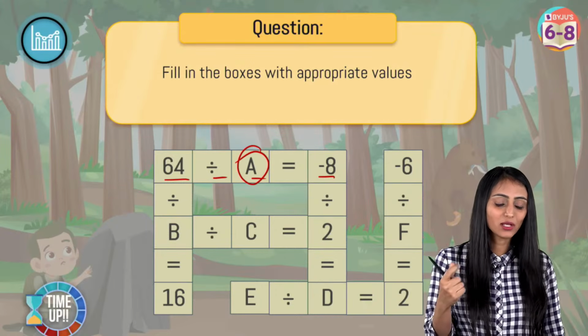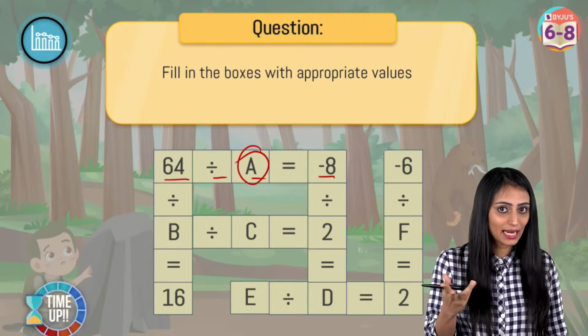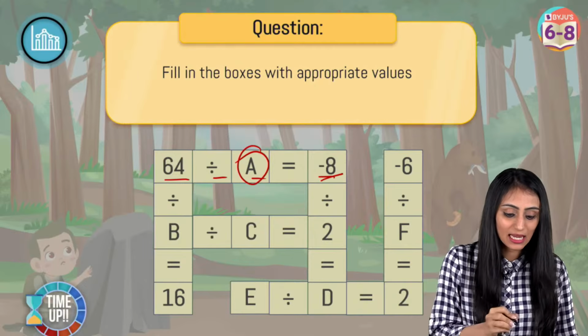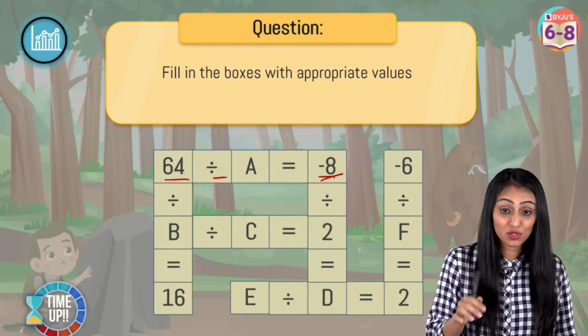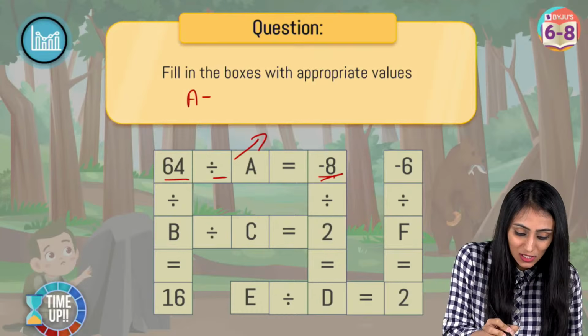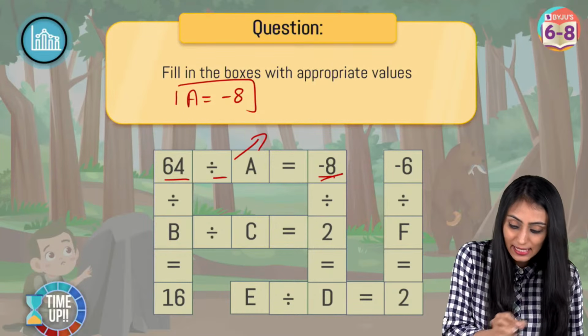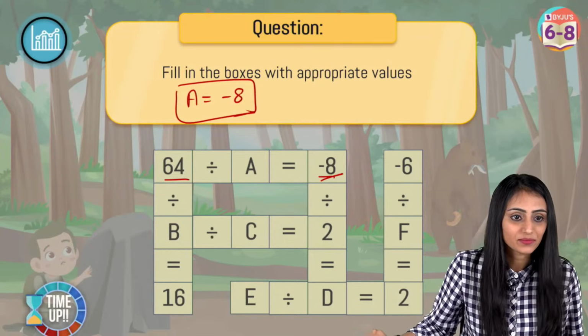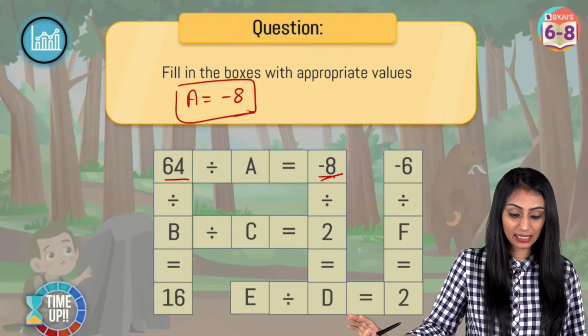I know that 64 divided by 8 will give me 8. Since the answer is negative, definitely one of them has to be negative. So A in this case is going to be minus 8. I'm writing the results here. A would be minus 8 in that case, right? Absolutely, you all are giving the right answer.